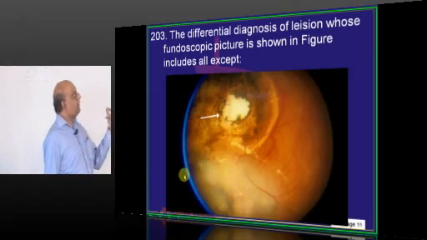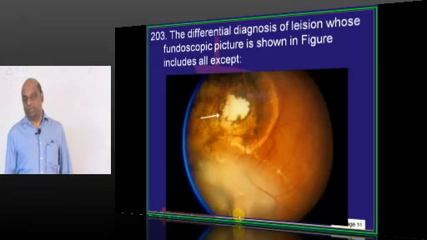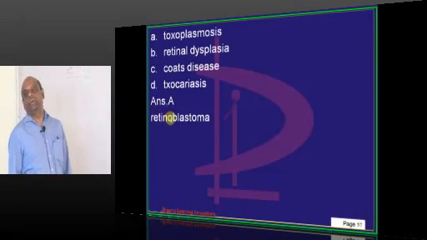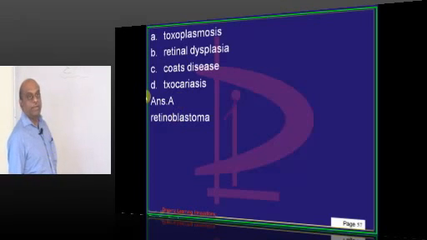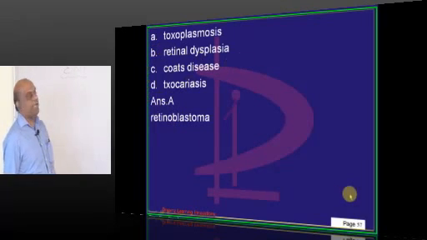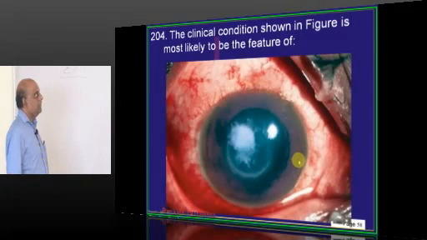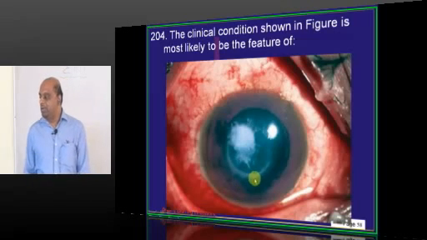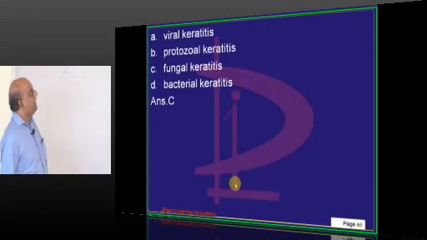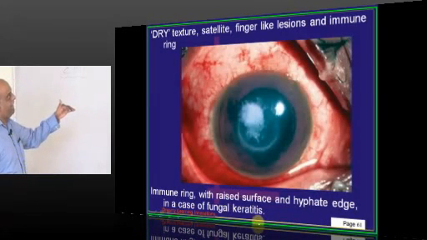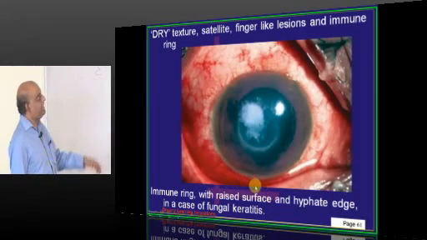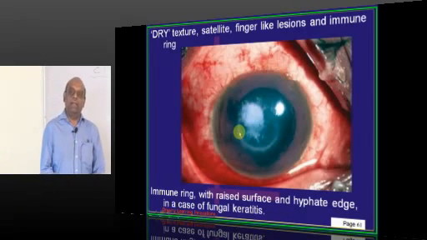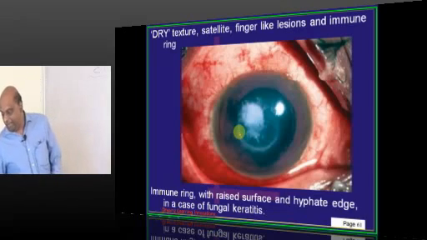Now, what is this fundoscopic picture? Typically it is retinoblastoma. So, the retinoblastoma's differential diagnosis include Coats disease, toxocariasis and retinal dysplasia, any of them. Now, what do you see in this clinical appearance of the eye, which is a very, very classical appearance? It is the fungal keratitis, a dry texture, satellite finger-like lesions with the immune ring is a classical feature of fungal keratitis is what you have to fundamentally understand.